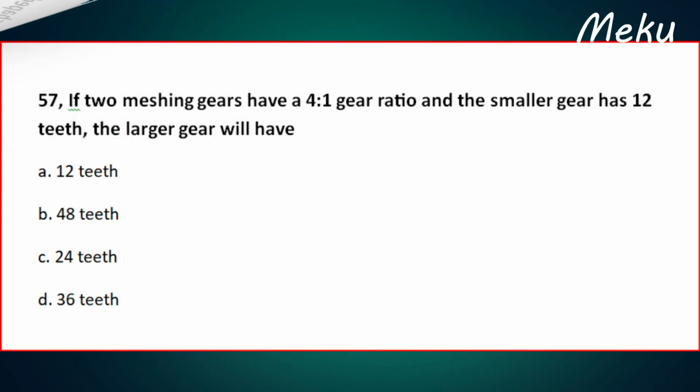57. If two meshing gears have a 4:1 gear ratio and the smaller gear has 12 teeth, the larger gear will have A. 12 teeth. B. 48 teeth. C. 24 teeth. D. 36 teeth.